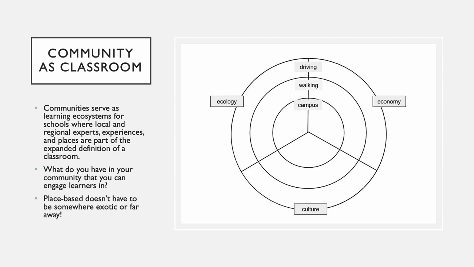Another activity, also in your Google Classroom, that I would like you to complete or think about is this expanded idea on the place triangle. You'll see again, we have ecology, economy, and culture on the outside, but on those inner circles, we have campus, walking, and driving. What is related to economy that is on your campus or very close to campus? What is within walking distance? What's within driving distance? Think of some of these ideas for ecology, economy, and culture, because it'll help guide where you want to have your students engage.